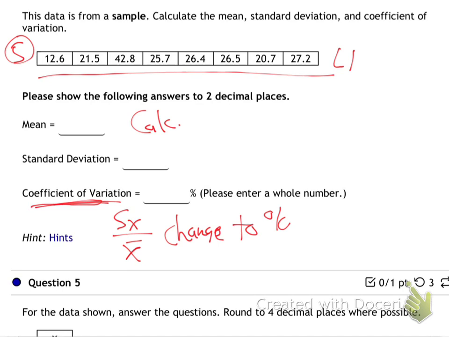So let's do it. Here's what I'm getting. I'm getting a mean. Remember, the mean is x bar, right? I'm getting 25. This says 2 decimals. This is 25 point, I'm just going to write 425. And then standard deviation, S sub x, I'm getting 8. Can't see it very well.